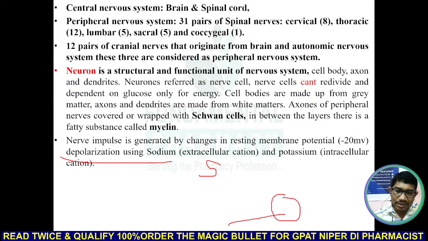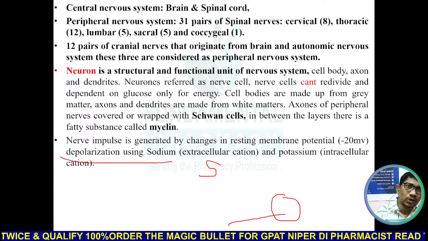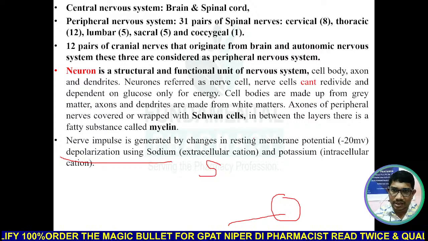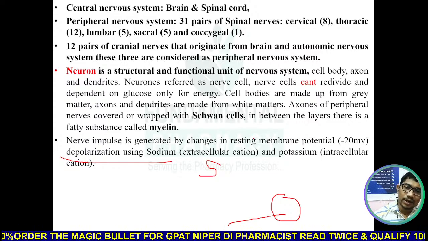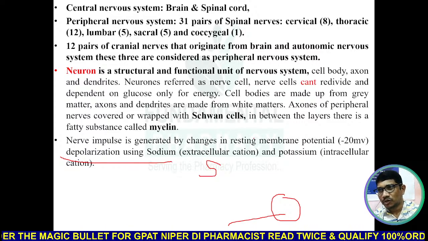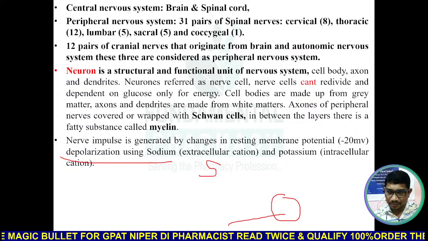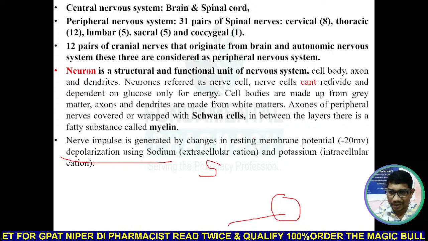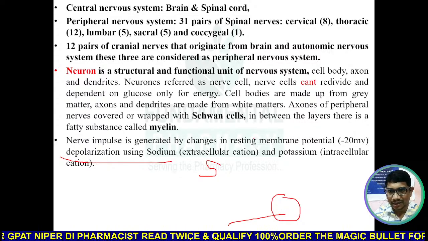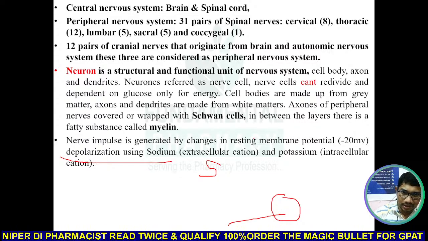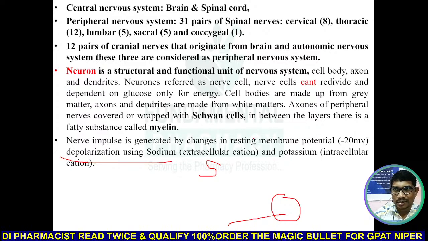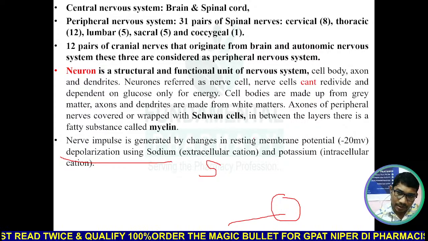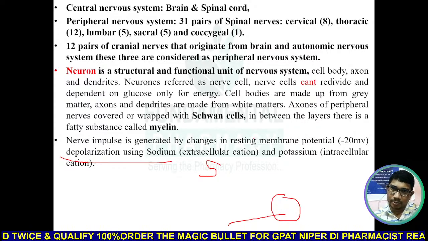So depolarization results because of the entry of sodium inside the cell, which disturbs the inside potential, that is -20 millivolts, right. So the inside potential is -20 millivolts, and if a sodium cation goes there, it disturbs the potential. That is known as depolarization, and depolarization results in stimulation or generation of impulse and transmission of impulse.